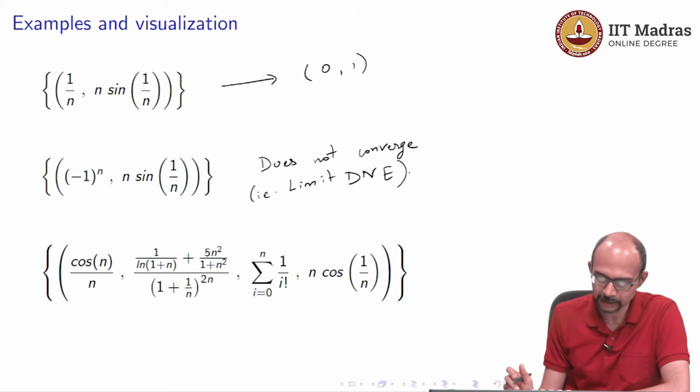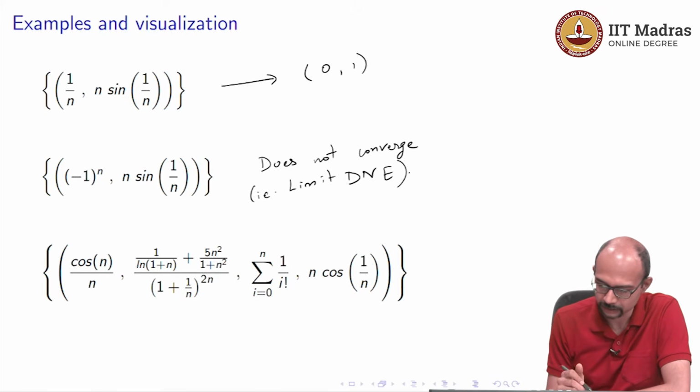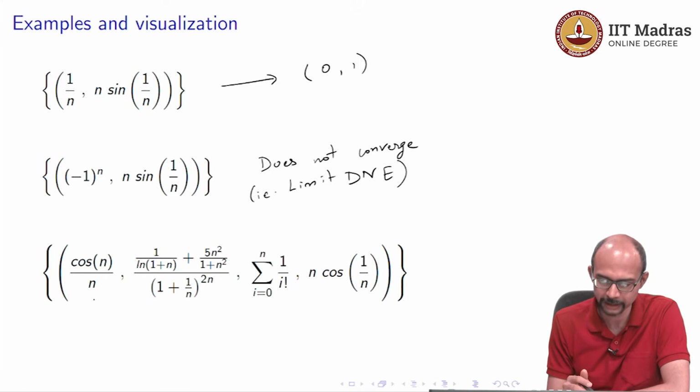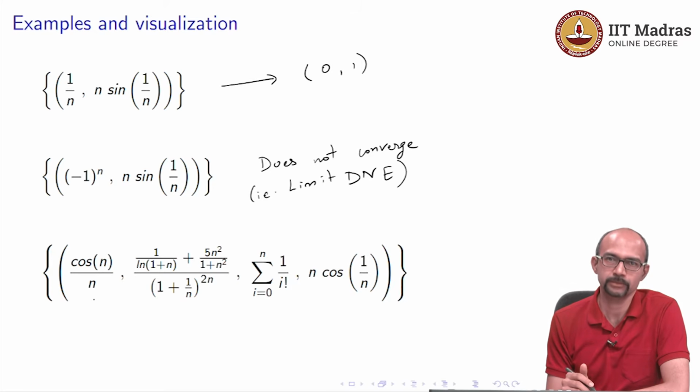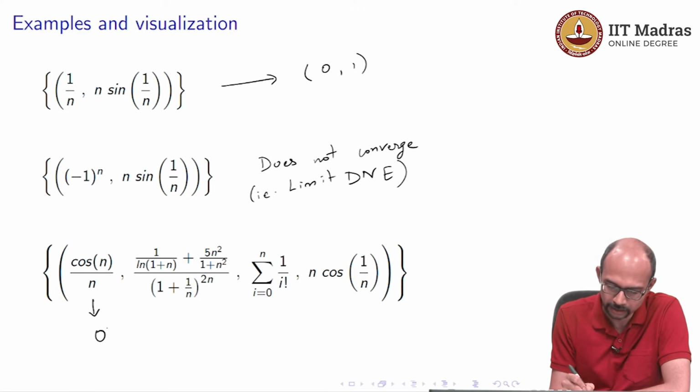And now we have the last one. Let us look at these terms. The first term is cosine n by n. Cosine n, as we know, varies between minus 1 and 1, but when you divide it by n, that means in absolute value it is between 0 and 1 by n, and then by sandwich we know that this tends to 0.